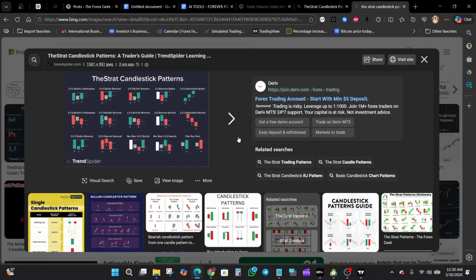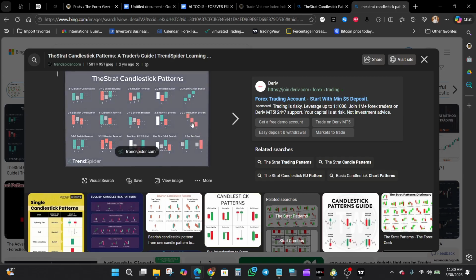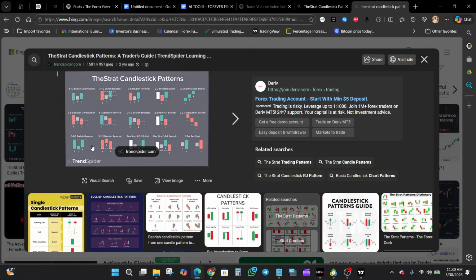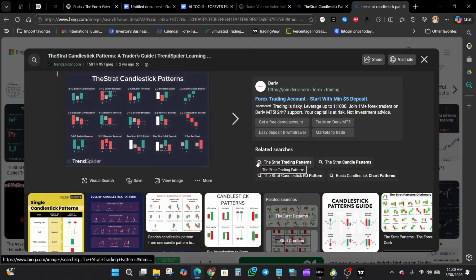If you think that is going to be valuable to your trading strategy, then you can have them at the back of your mind, maybe for easy identification. You can see this one is quite easy to remember, the three consecutive bearish candles. You can see there are different names: 2-2 continuation bearish, and this is 3-2-2 bullish reversal. So there are the reversal patterns, and there are the continuation patterns.